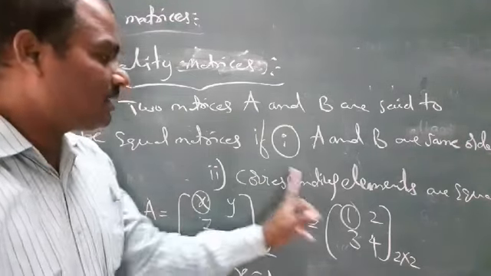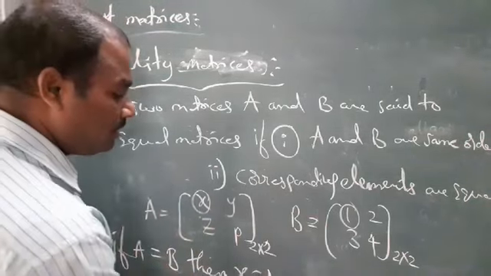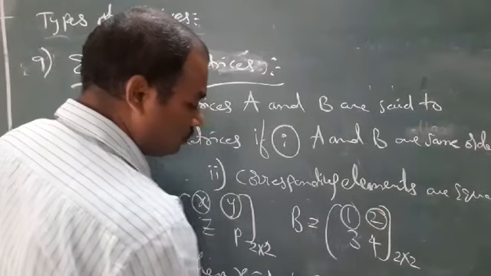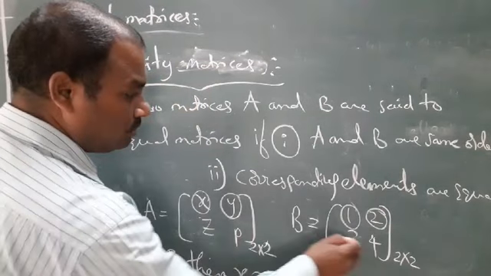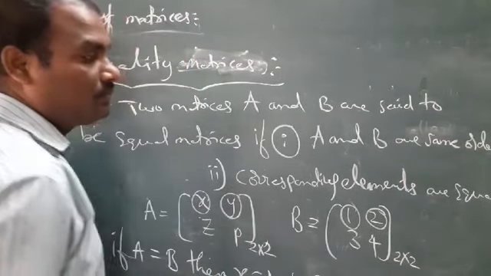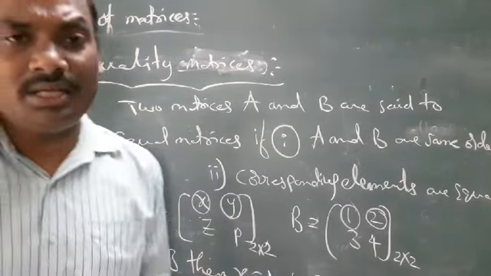Here the first element is x, here the first element is 1, so x is equal to 1. Next, here the second element is y, here the second element is 2, so y is equal to 2. Next, z equals 3 and p is equal to 4. This is the equality of matrices.